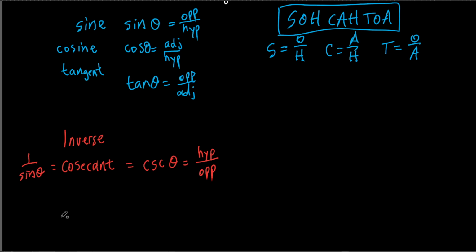What's the inverse of the cosine? That would be, I'll do this, 1 over the cosine. What's the inverse of the cosine? That would be called the secant. By the way, how do you remember which ones are inverses?